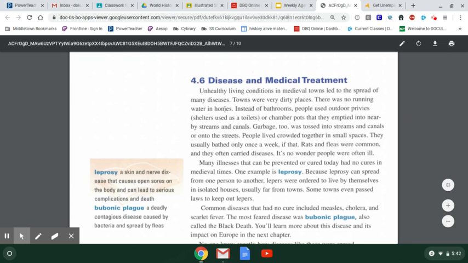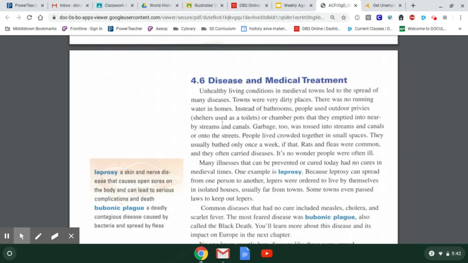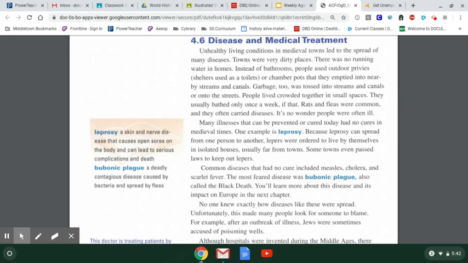Unhealthy living conditions in medieval towns led to the spread of many diseases. Towns were very dirty places. There was no running water in homes. Instead of bathrooms, people used outdoor privies, shelters used as a toilet, or chamber pots that they emptied into nearby streams and canals. Garbage, too, was tossed into streams and canals or onto streets. People lived crowded together in small spaces. They usually bathed once a week, if that. Rats and fleas were common, and they often carried diseases. It's no wonder people were often ill.